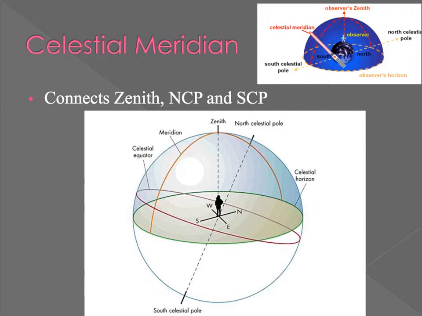So if we look at up here, there would be our observer's zenith. So here would be the south celestial pole directly below it, and the celestial meridian is just going to chop our sky in half. So that is also going to then intersect the celestial equator. So it's going to cut it in half, and it is directly over the south. So from our NCP to the SCP, it's going to go through our southern and our northern horizons through the celestial equator.